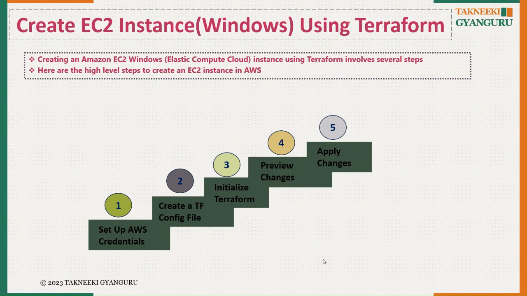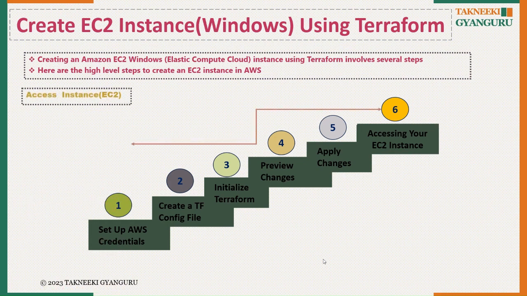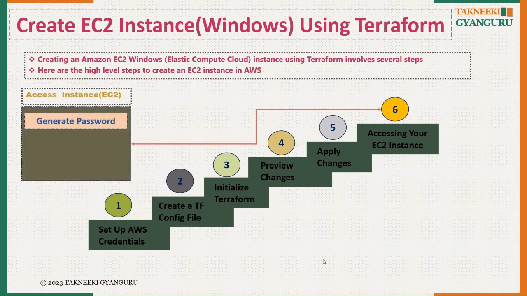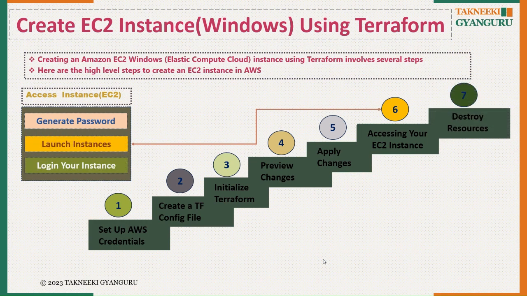On top of that, we have the security group, inbound rules, some internet gateway or NAT gateway, right? So those VPC subnet, those mandatory infrastructure should be associated with the EC2 machine. And once the infrastructure is created, or EC2 is created, then we will access the EC2 instance. How can we access the instance? We will generate the password and launch the instance and then log in to the instance.